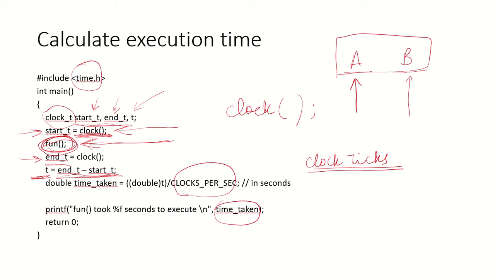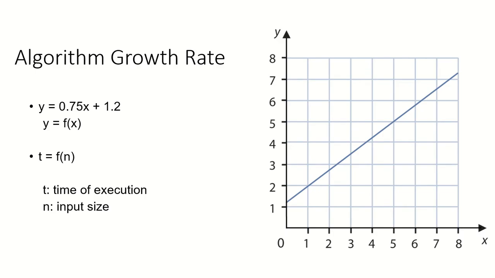So rather than writing a program and then comparing their execution time, is there any other way where we can compare two algorithms without checking the actual execution or runtime on a particular machine? So let's look at that.